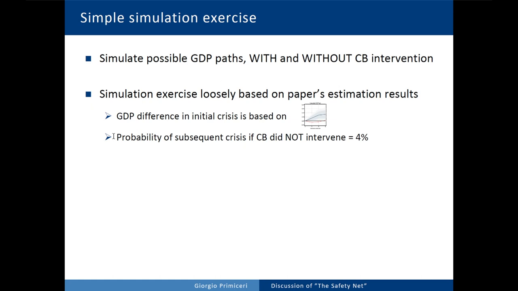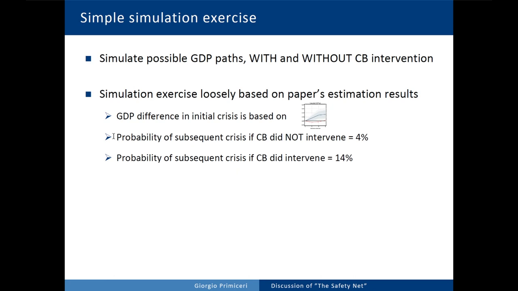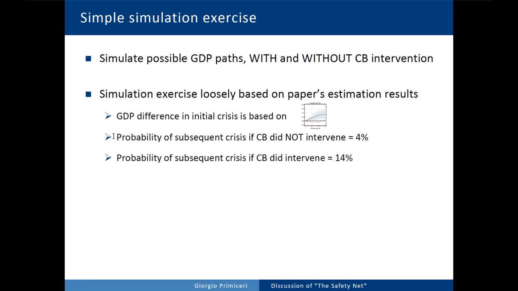Then I'm going to calibrate the probability that the subsequent crisis within 20 years happens in the country that has decided not to intervene today. I'm going to calibrate to 4% per year based on this graph, where the average probability is 4%. Then I'm going to calibrate the probability of a subsequent crisis happening in a country where the central bank instead decided to intervene today to 14%. Don't take these numbers too seriously, in the sense of my interpretation and my use of those numbers in the context of this simple exercise.